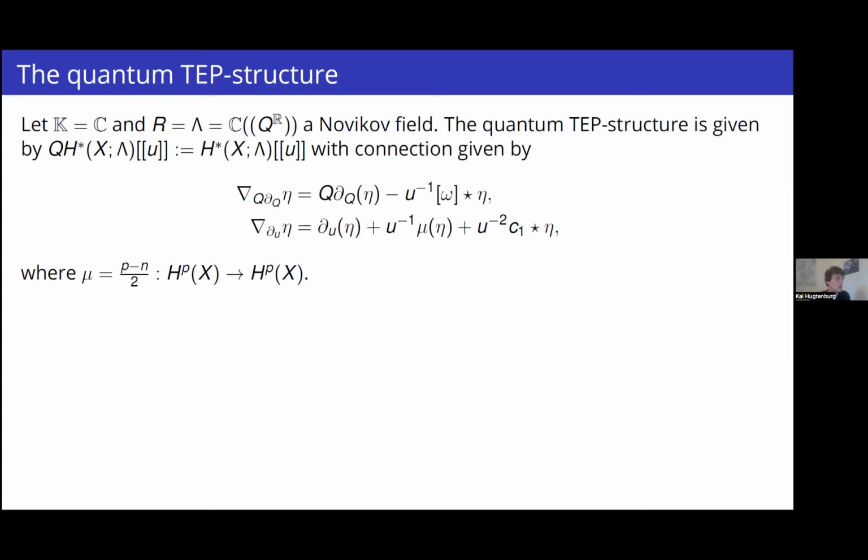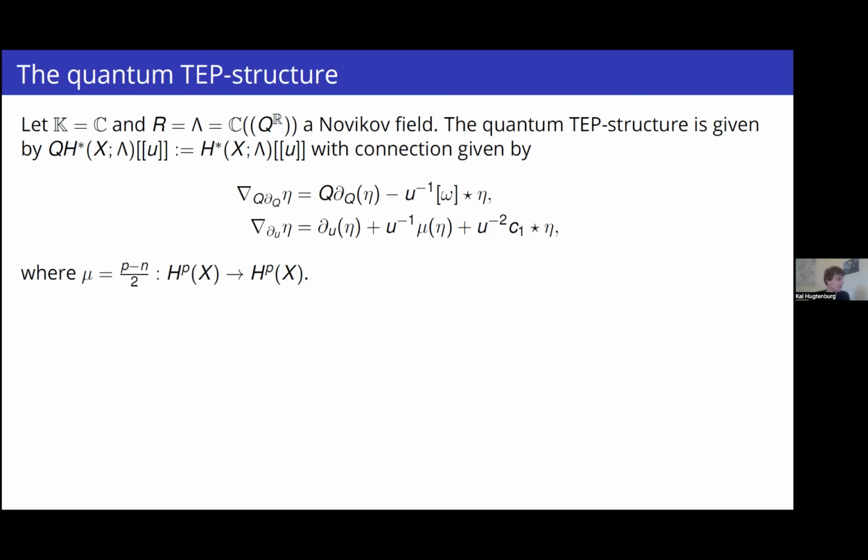And for me, the most important one is this connection in the U direction. There you take the derivative in the U direction, then you add a U to the -1 term, which is given by the grading operator mu, where mu acts on the pth cohomology by multiplication by p minus n over 2. So it's like a shift of the grading operator. And in the U to the -2 term, you do the quantum cup product with the first Chern class.